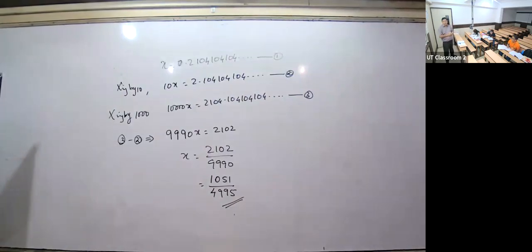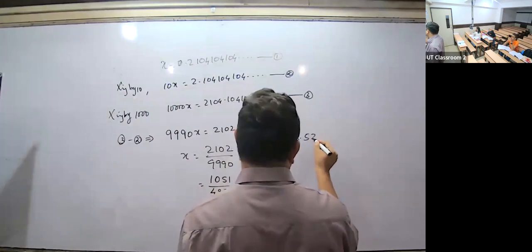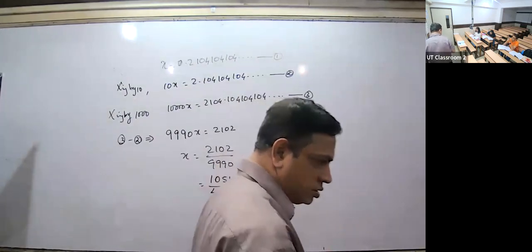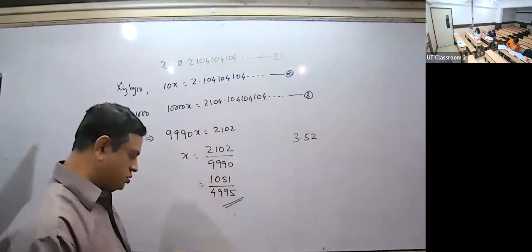Okay. Next one is what? The next one is 3.5, where 2 is recurring. 2 is recurring. Yes. Okay, so you can do that now. All of you do it. It's easy. Do it.